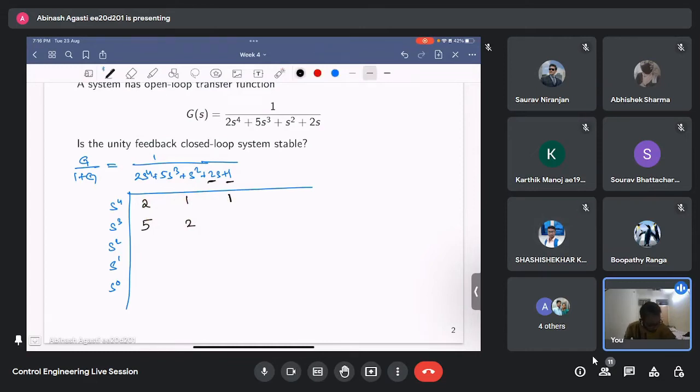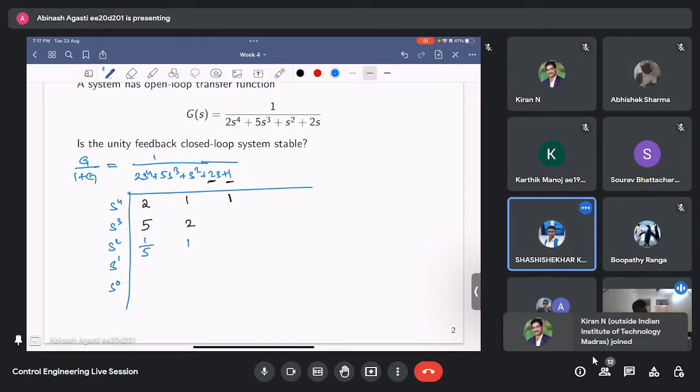What should we do here? Cross multiplying it, sir. 5 into 1 minus 2 into 2 by 5. Correct. So what we'll do here is we'll find the 5 into 1 minus 2 into 2 by 5. So this is 1 by 5. Now what should be in this place? In this, 5 into 1 minus 0 by 5, that is 1. Correct?